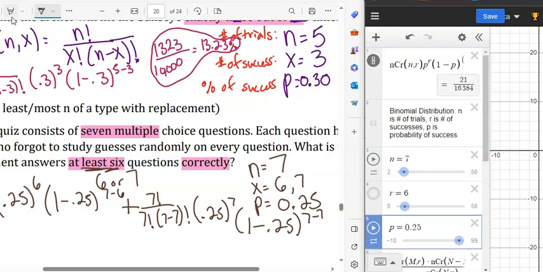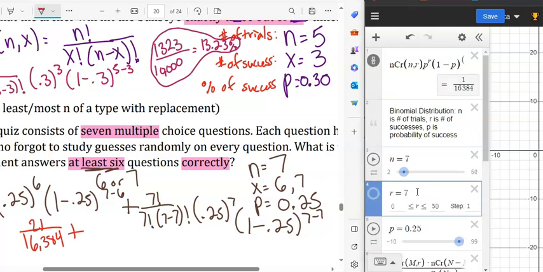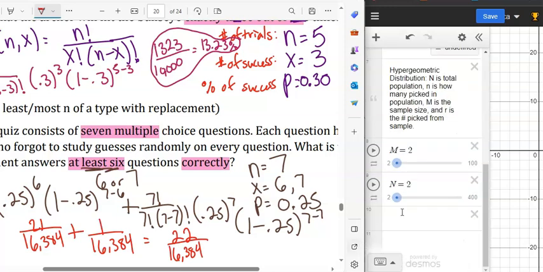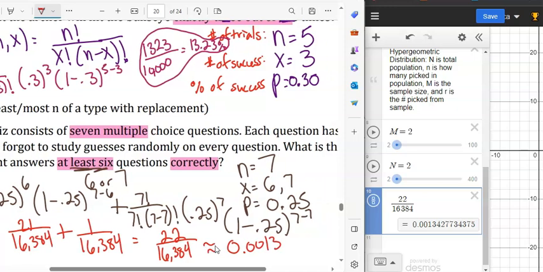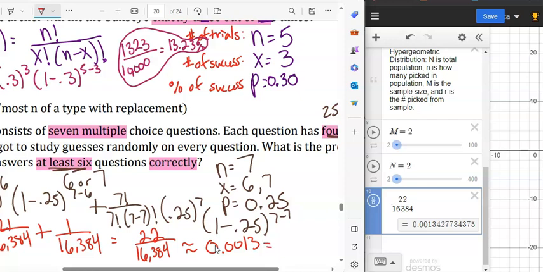So we'll write our fraction answer. 21 over 16,384. And then add it when our x is 7. 1 over 16,384. They have the same denominator, so we can add those and get 22 over 16,384. And if we change it to a decimal, we have 0.00134 and so on. So we'll say that's approximately 0.0013, and then we'll multiply it by 100 to get the percentage. 0.13% chance.